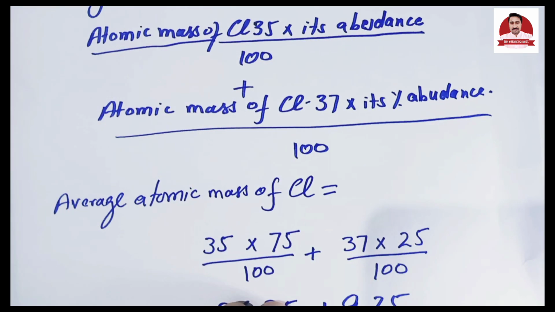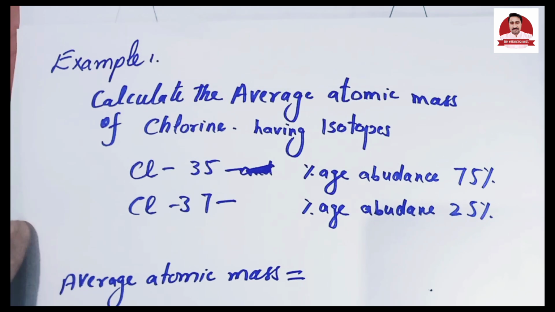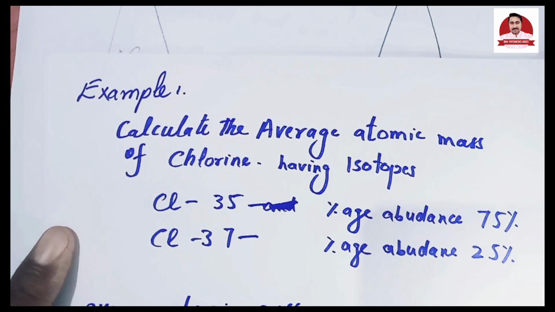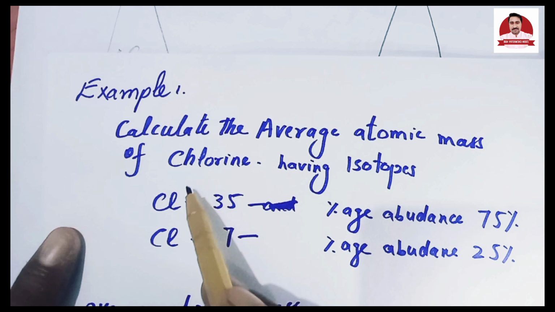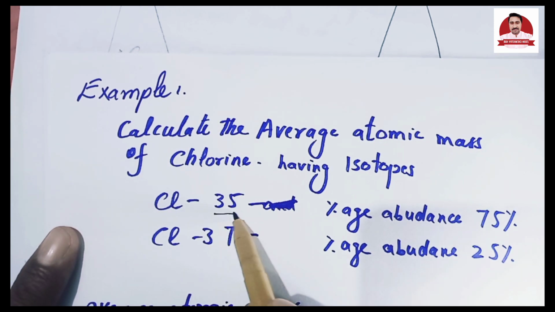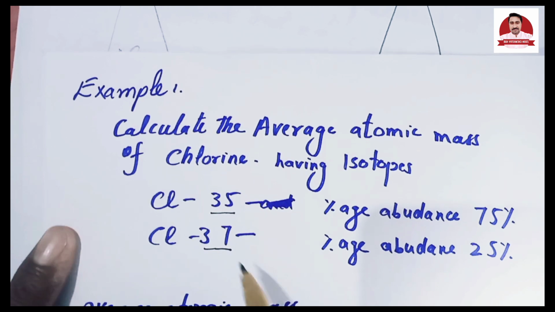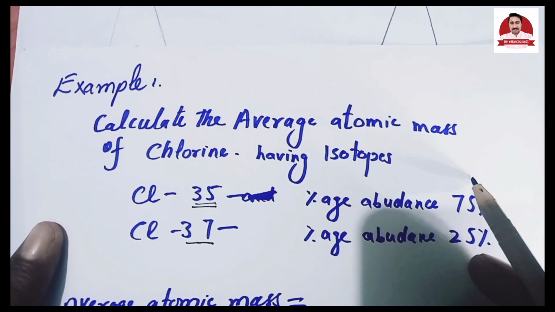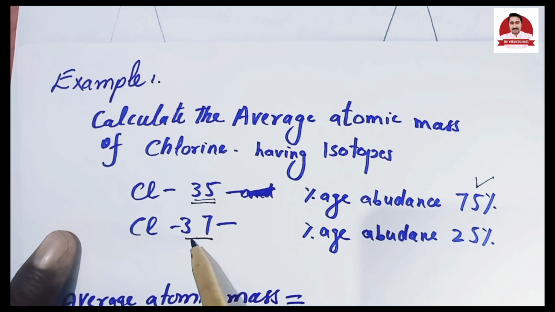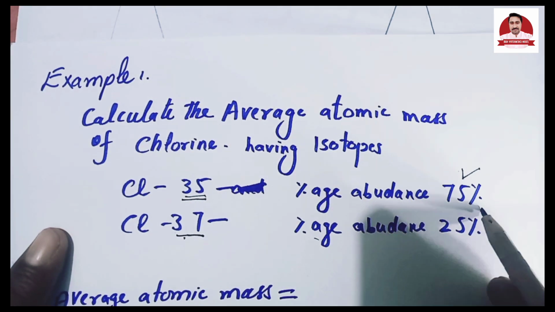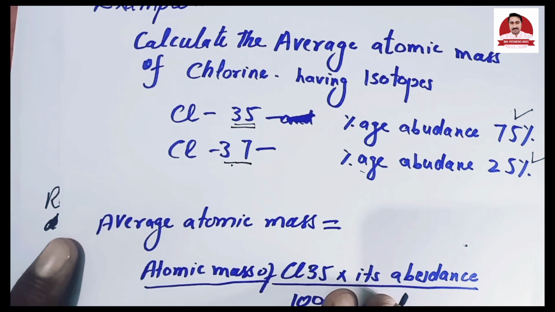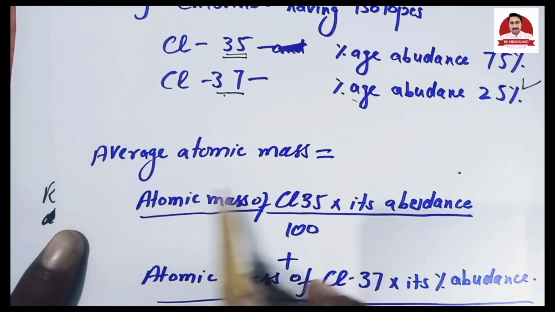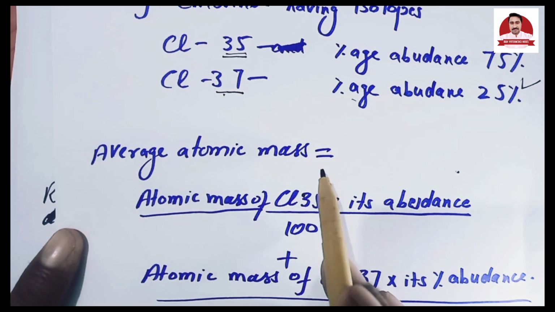Now we take an example of chlorine. As we know, chlorine has two isotopes, chlorine-35 and chlorine-37, and the percentage abundance of chlorine-35 in nature is 78%, and chlorine-37 has a percentage abundance of 25%. Now we put in the values and calculate the average atomic mass of the element chlorine.